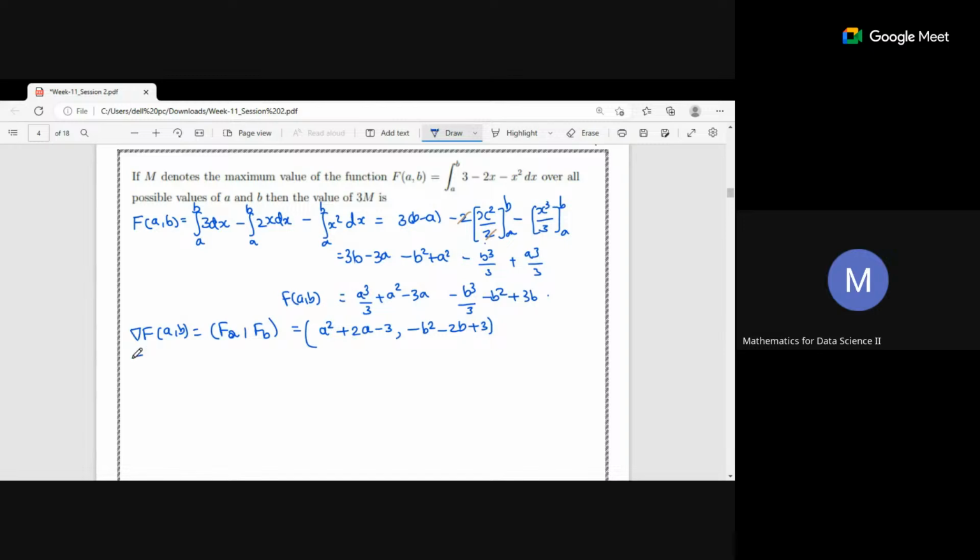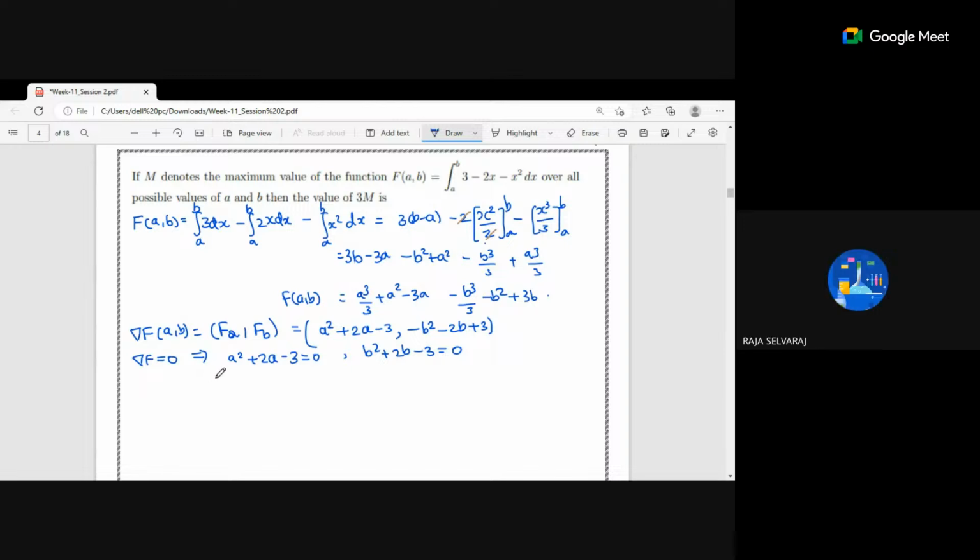So now to find the critical point, you have to equate it to 0. So if you are equating it to 0, what is it that you are getting? a squared plus 2a minus 3 is equal to 0 and b squared minus 2b minus 3 is equal to 0. Let's just change the sign for calculation purposes: b squared plus 2b minus 3 is equal to 0. Now this is a quadratic equation. So how do you solve a quadratic equation? Can you quickly solve and tell the solutions for these two quadratic equations?